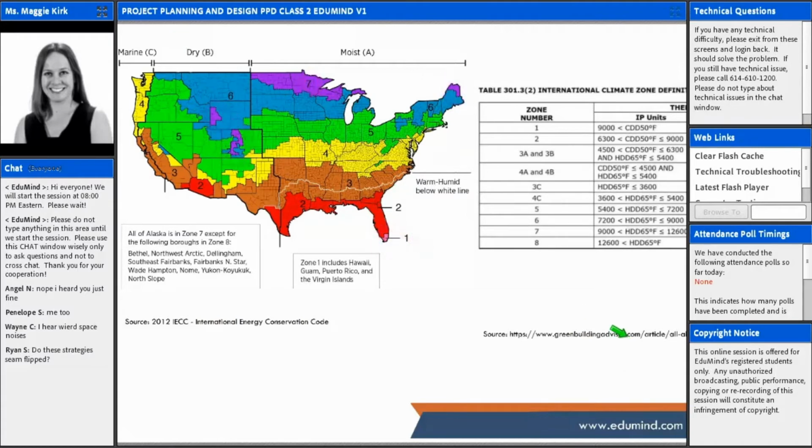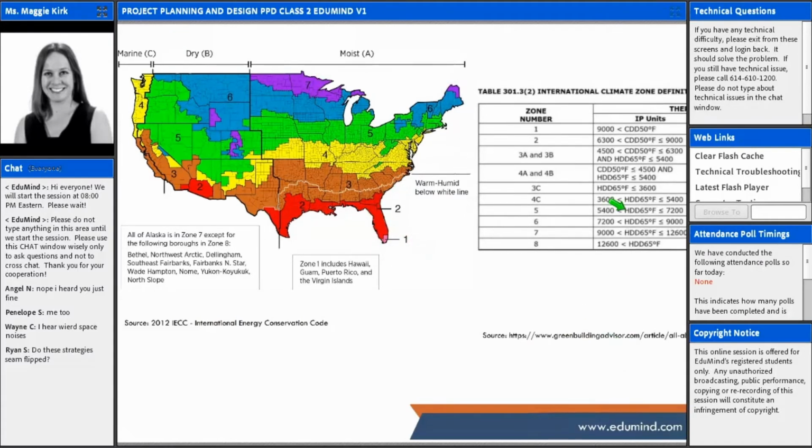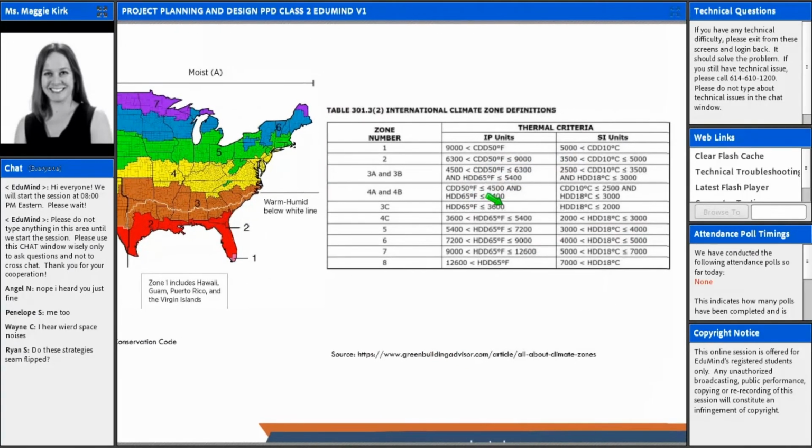All right, I'm just going to delete this real quick. All right, let's move over here. And so you can see zone number 1. We have the zone numbers on this far left. And here, with the thermal criteria, they have these 9,000 cooling degree days. That's cooling degree days at about 50 degrees, so this is less than that.